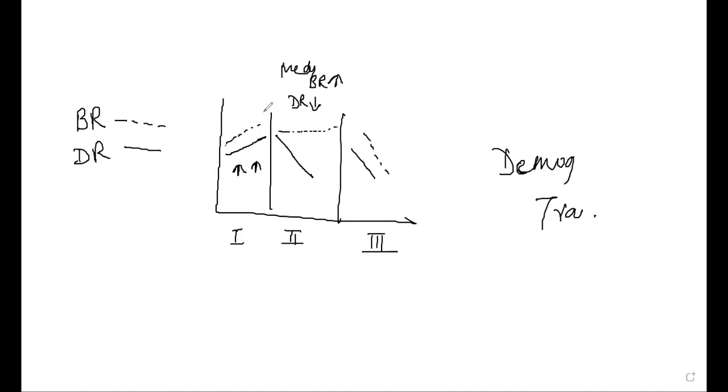Second, the death rate, ma'am, is decreasing. Why? Due to better medical facilities. Good. And what about birth rate? Ma'am, can you hear me? Birth rate remained high. Right? Why?